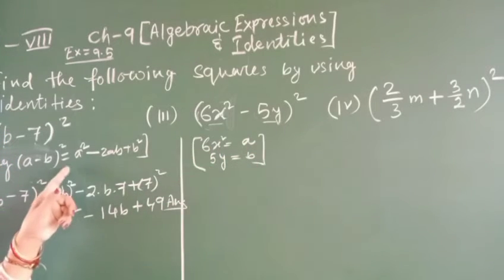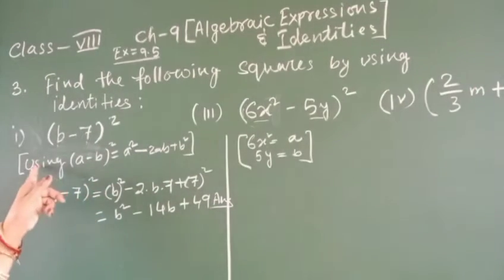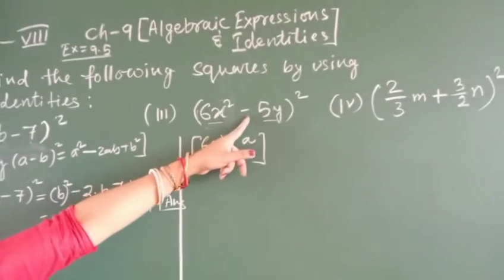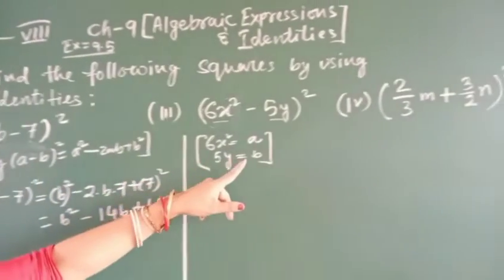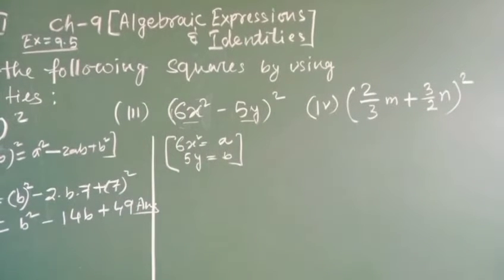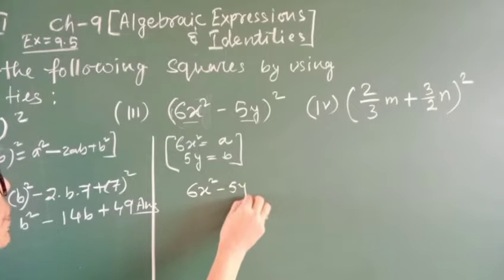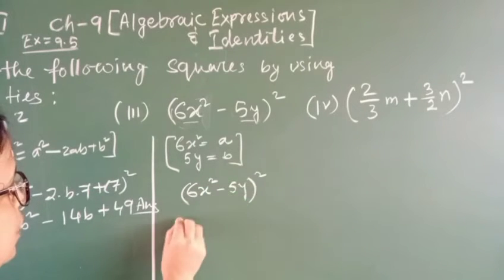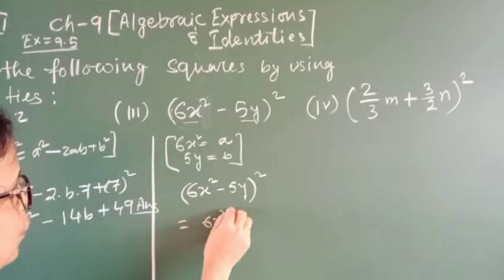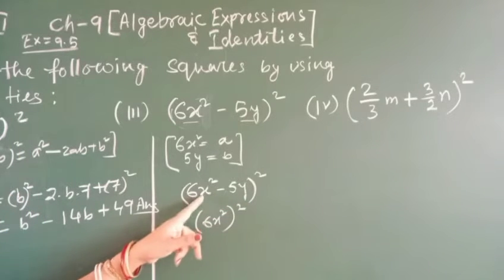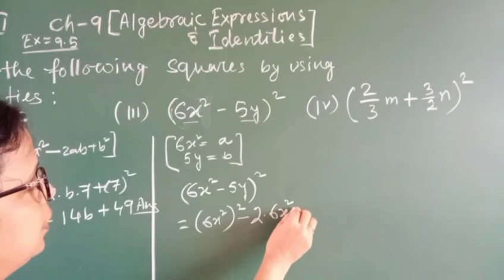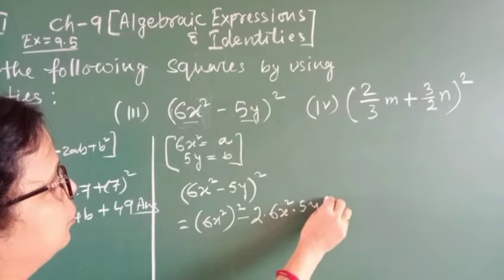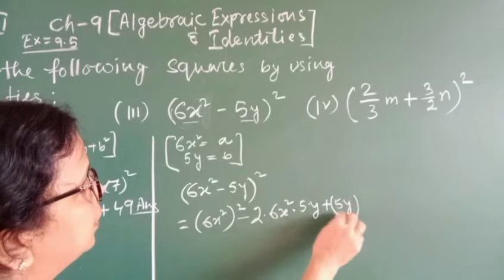And using a minus b whole square as we have done here, because this is also a minus b. So using a minus b whole square, a square minus 2ab plus b square, we can start here by using these identities. 6x square minus 5y whole square equal to 6x square whole square. This is our a, so a square minus 2 into 6x square into 5y plus 5y square.